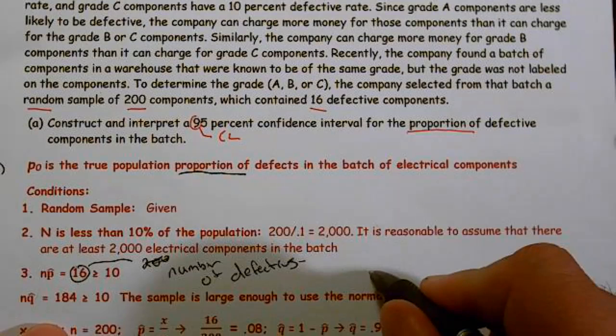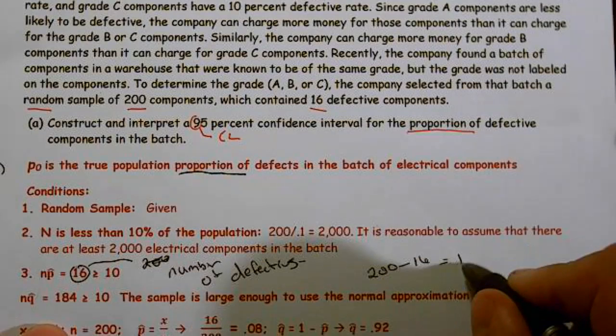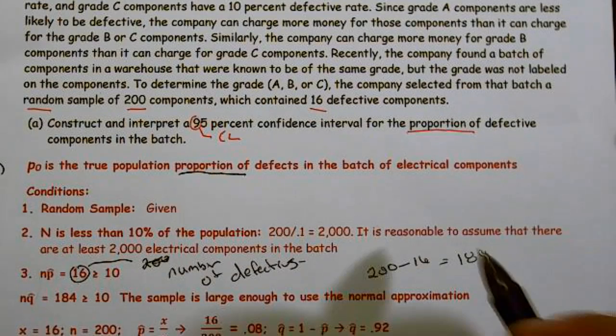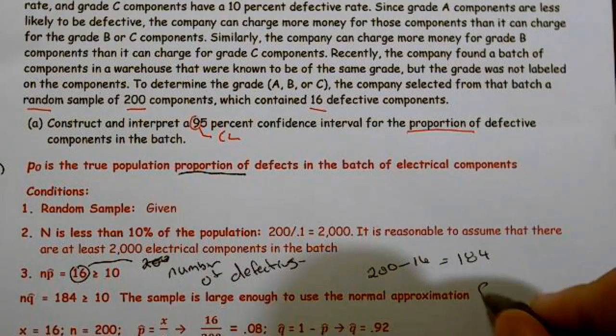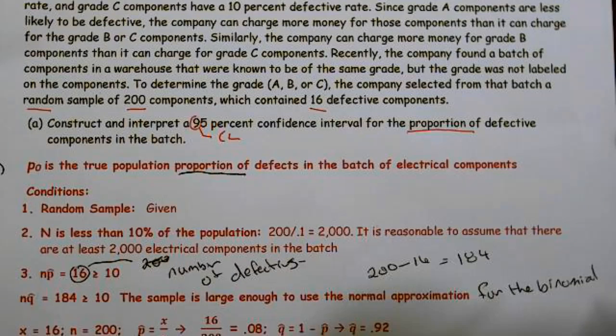is the number that were not defective. And the way I got that is we had 200 that we sampled, 16 were defective, so 184 were not defective. Because both sets are greater than 10, we have 16 and we have 184, the sample is large enough to use the normal approximation. And we're really using the normal approximation for the binomial, which is kind of interesting because the binomial is discrete. It's numbers 1, 2, 3, 4, 5, 6. So the binomial is discrete.